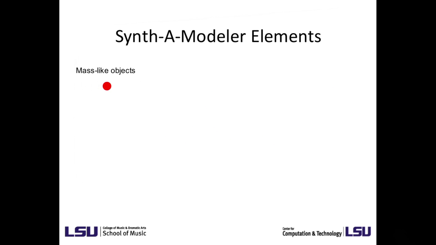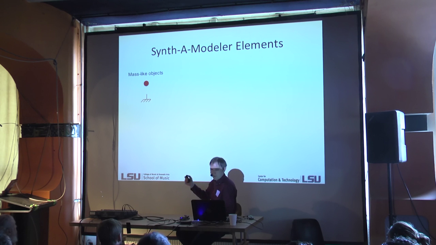What are the elements? These are actually the most basic elements now. I keep adding elements, but the simplest ones are mass-like objects. A point mass, moving in only one axis, is basically an object that has inertia and moves up and down only. And if you give a point mass an infinite number of kilograms, it becomes a mass that doesn't move, which in SynthoModeler is called a ground object.